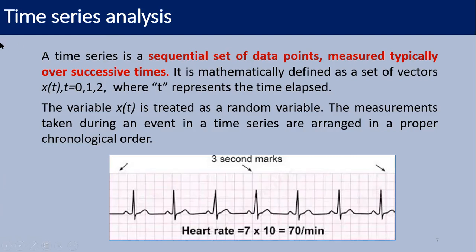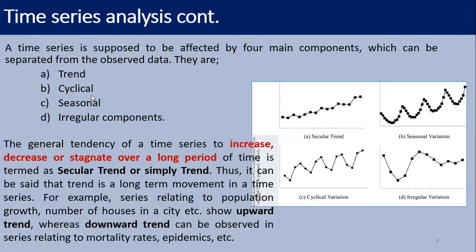Likewise, we can collect data for a particular time period and then plot the graph. A time series is a sequential set of data points measured typically over successive times. So we know the time, and for the particular time we are going to analyze the data. Then we can represent it using a time series analysis graph. There are 4 types of graphs. We will discuss them one by one later. When we consider time series analysis, the most common is trend analysis.